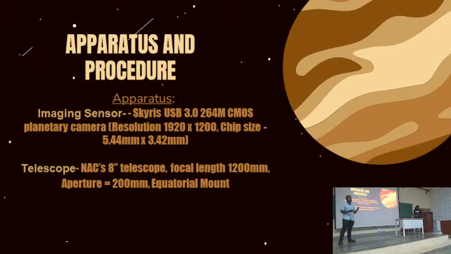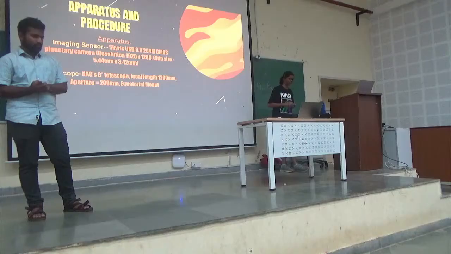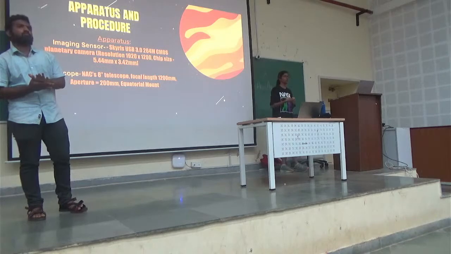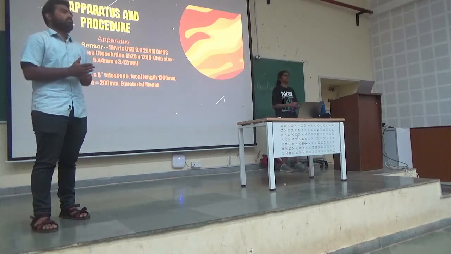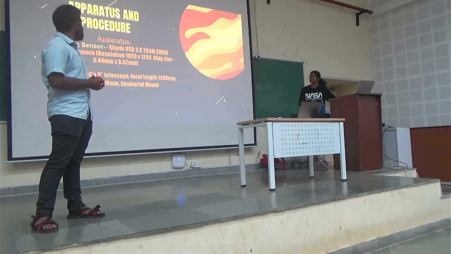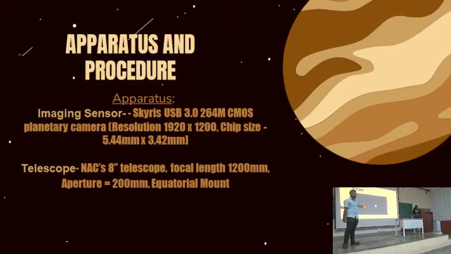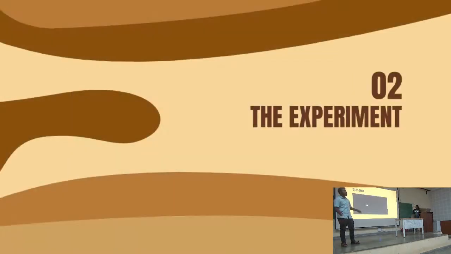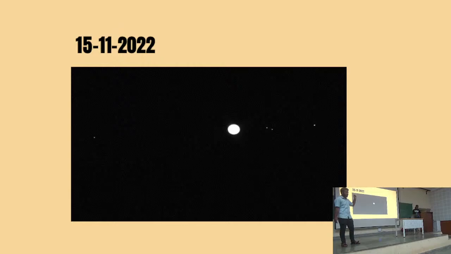So the procedure was to collect images of Jupiter over a period of time. If it's not focused properly, then the images become useless. Then we started taking data. We took 5 to 6 images roughly every day, around the same time, around 6 p.m. There was cloud one day and we could not take any.